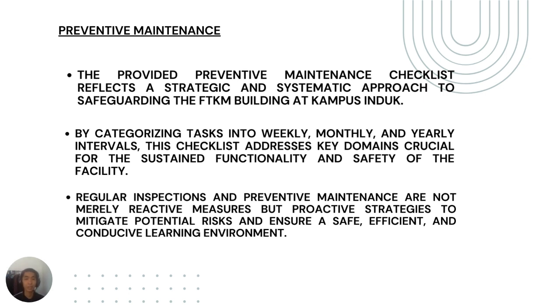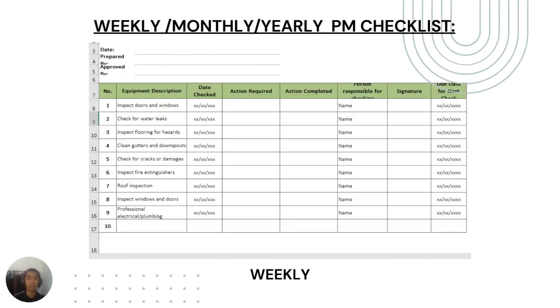Regular inspection and preventive maintenance are not merely reactive measures, but a proactive strategy to mitigate potential risks and ensure a safe, efficient, and conducive learning environment. So as you can see here, this is the weekly, monthly, and yearly preventive maintenance checklist.